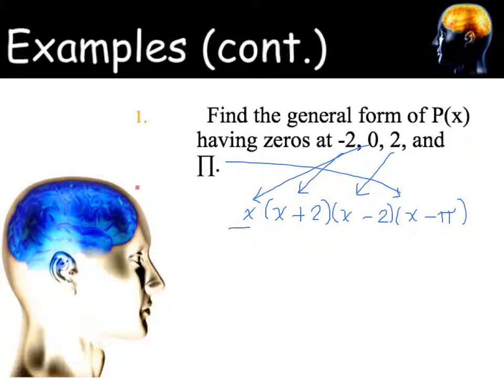Now this x out in front could have any possible coefficient. It does not matter what number I stick out in front of the x. Say 2x, well, if x were 0, that whole polynomial would come out equal to 0. So to identify that the coefficient of x can be any number, we'll just use k to represent any constant value. And we do this whenever we're asked to give a general form of a polynomial function. So p of x would equal kx times the quantity x plus 2 times the quantity x minus 2 times the quantity x minus pi.